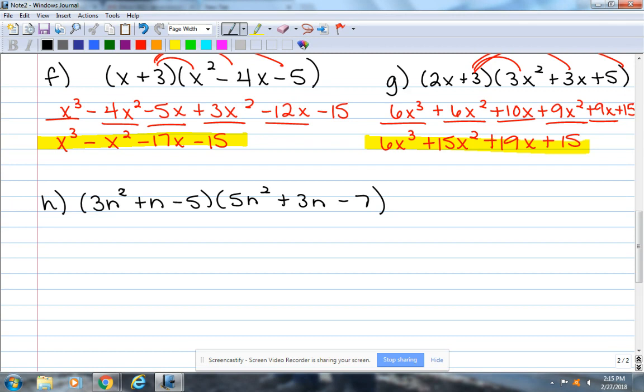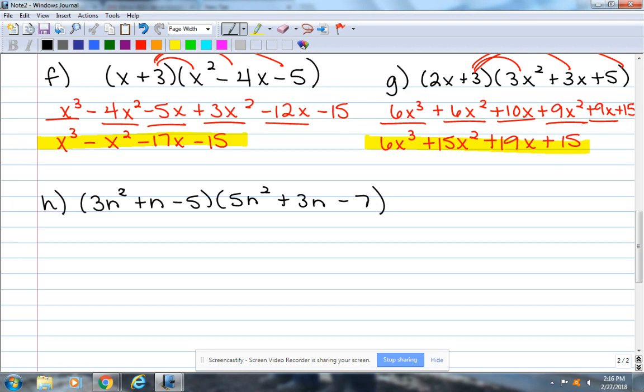You're going to use the distributive property 3 times. So we're going to start with 3n squared and multiply it times all 3 terms in the second trinomial. Same thing with n times all 3 terms. And then negative 5 times all 3 terms. So just tell me, y'all lovely mathematicians, after I've finished multiplying, how many terms will I have written across there?